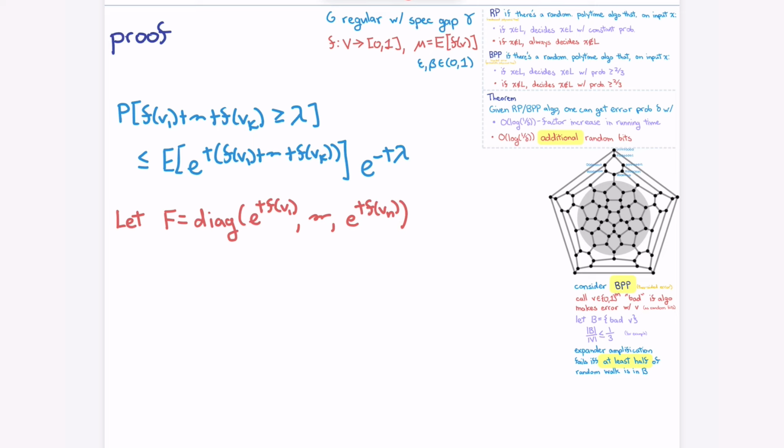Okay, so the claim is that this expected value over the k random steps is exact. I think that should be k. Okay, that should be k.